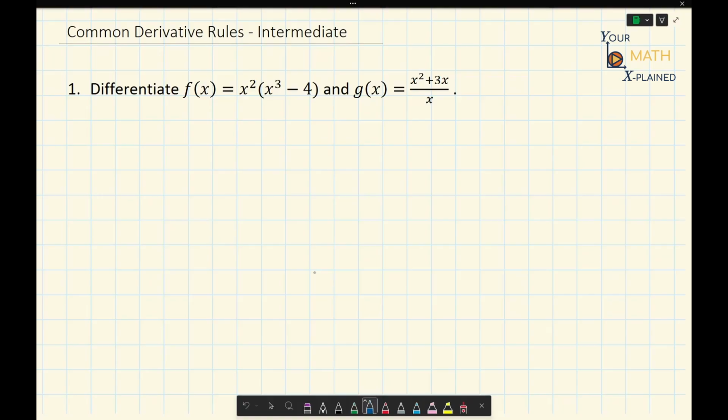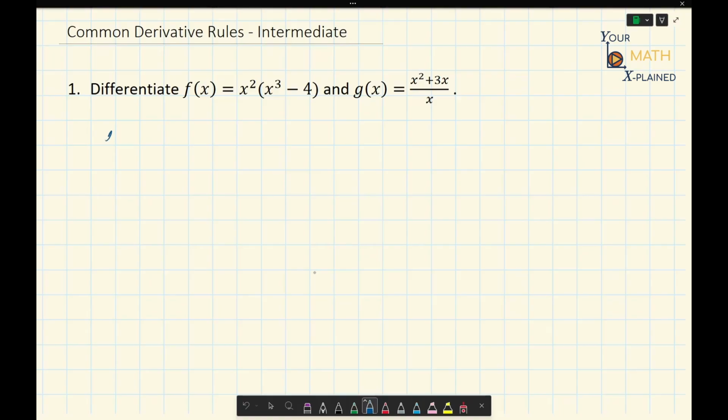We're going to start with a couple of practice questions. We want to differentiate our f of x and our g of x. But notice how for f of x, we have a multiplication here, and for g of x, we have a division. And we haven't learned how to differentiate with these operators yet. So this means we need to go ahead and do some algebraic manipulations first.